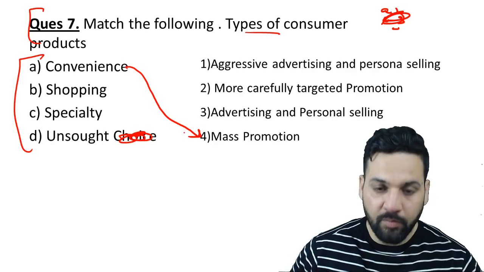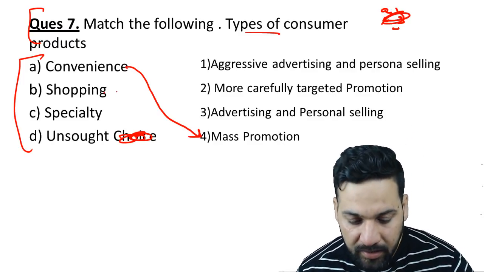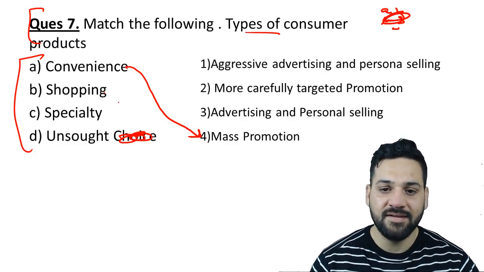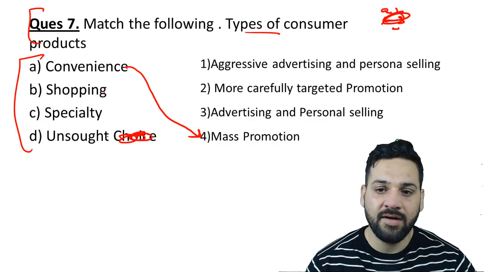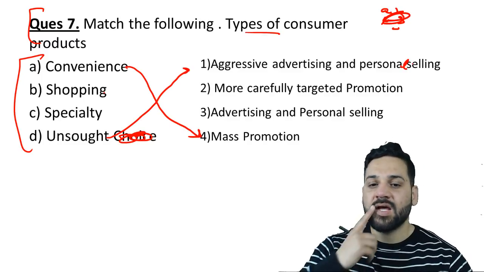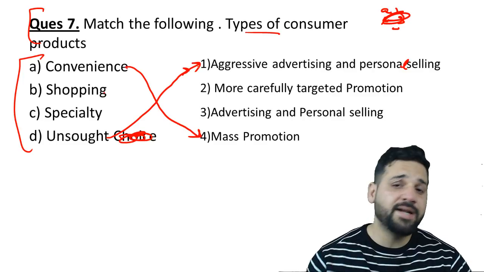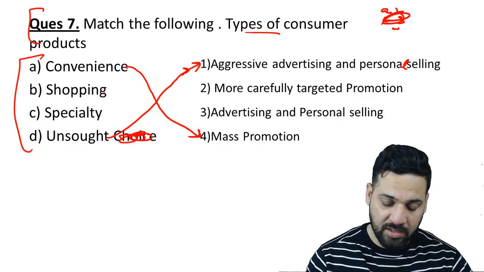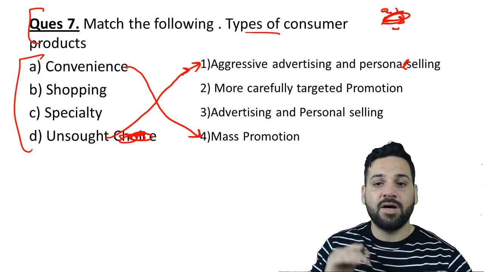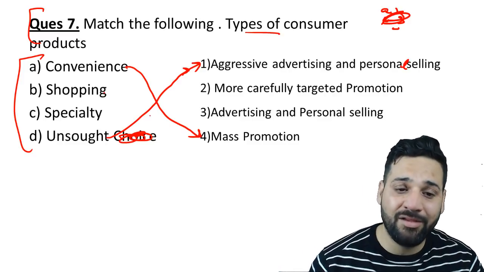Now, the shopping. So, B ka, somebody is telling me B ka 3. Yes, shopping. A lot of you are giving me wrong answers here as well. So anyway, unsought. In the unsought, aggressive marketing would be there. Why? Because they don't need it. The customers, they don't need life insurance. You are telling them, you need to be aggressive. You need to use aggressive advertising. You need to go to them personally. So that is unsought products.